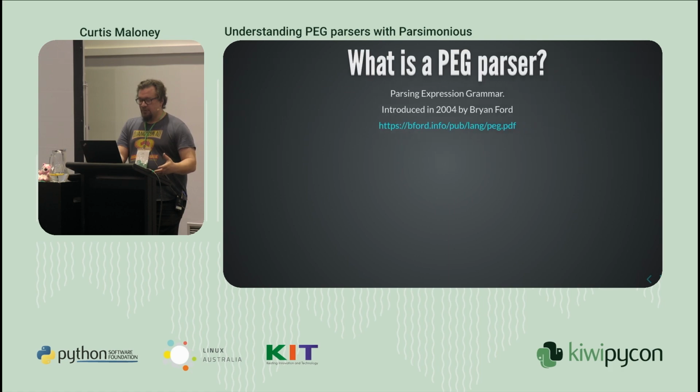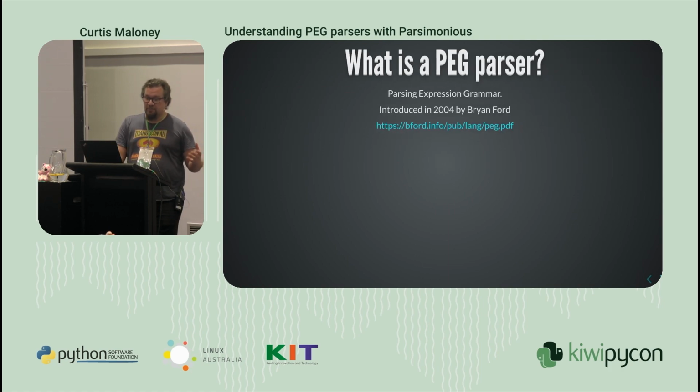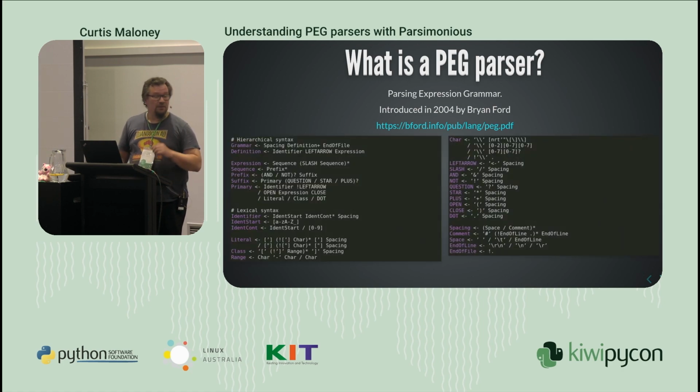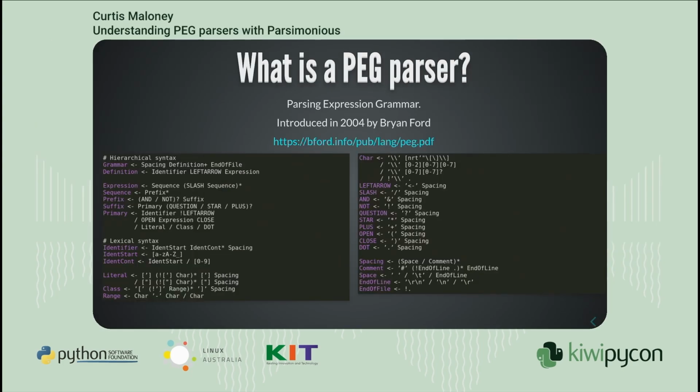What is a PEG parser? A PEG parser works from a parsing expression grammar. It's a way of describing the syntax and understanding it in a much shorter way. It was introduced in 2004 by Bryan Ford. That's a link to his paper on it. And right from the outset, it starts dogfooding. So this is the PEG syntax described using the PEG syntax.